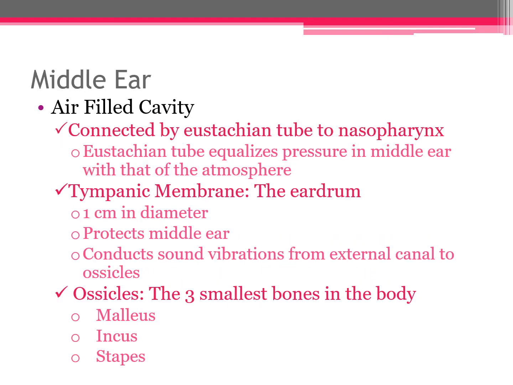For the middle ear, you know that it's an air-filled cavity, right? So some of the structures we mentioned already were the eustachian tube, which equalizes pressure in the middle ear with that of the atmosphere. We know that there's a tympanic membrane or the eardrum, and we know that this is 1 centimeter in diameter, protects the middle ear, and it's basically conducting sound vibrations from the external canal to the ossicles. We've mentioned what the ossicles are. So it's the 3 smallest bones in the body, and it's the malleus, the incus, and the stapes.